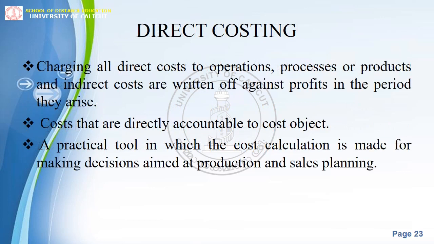Direct costing. It is the process of charging all direct costs, both variable and fixed costs, to products, services, jobs, etc. The indirect costs are charged against the profit of the period in which they arise.